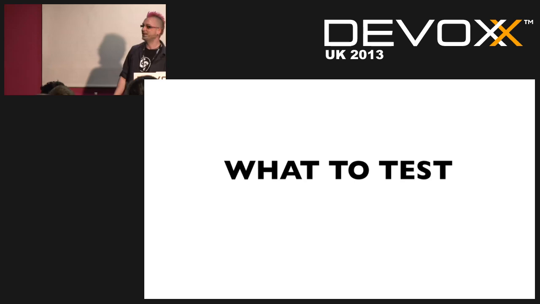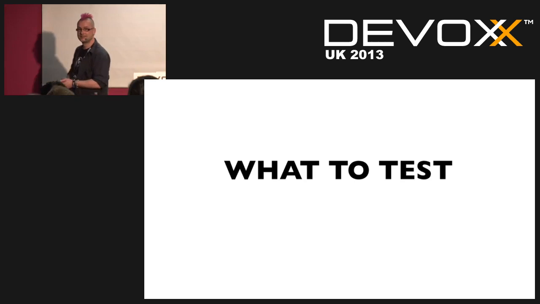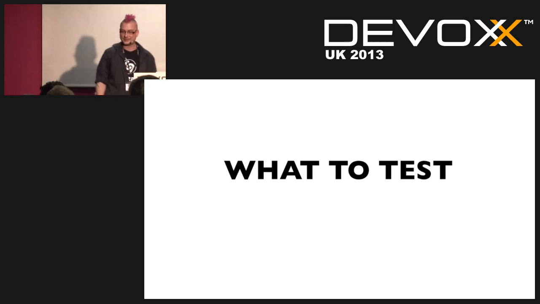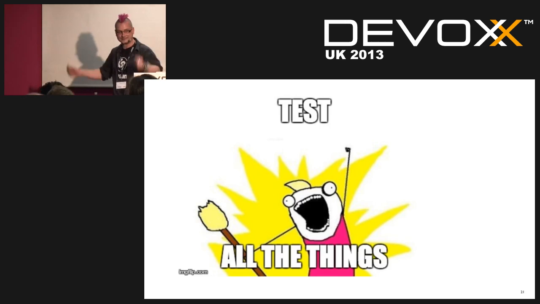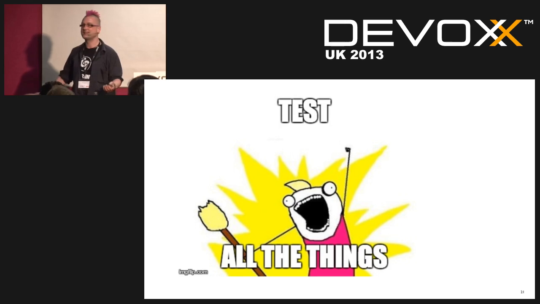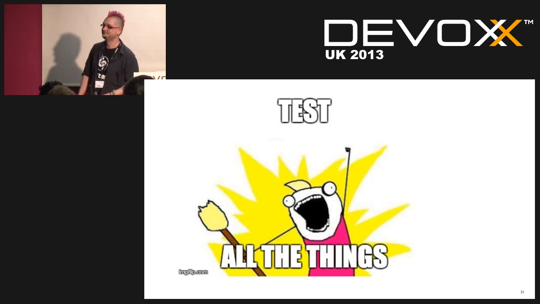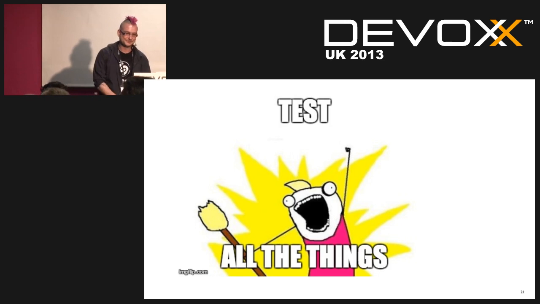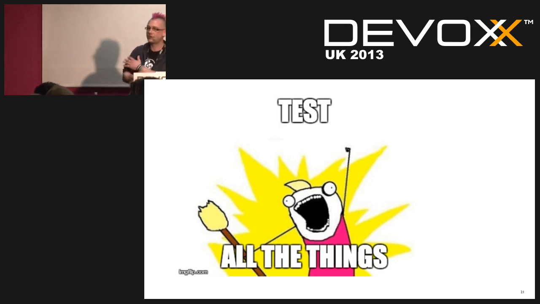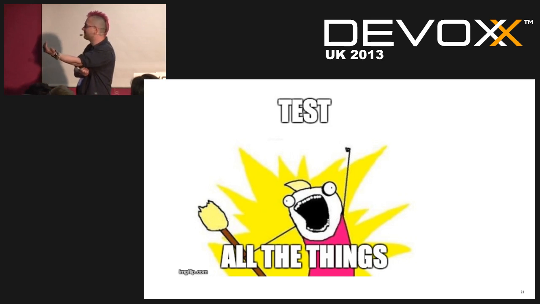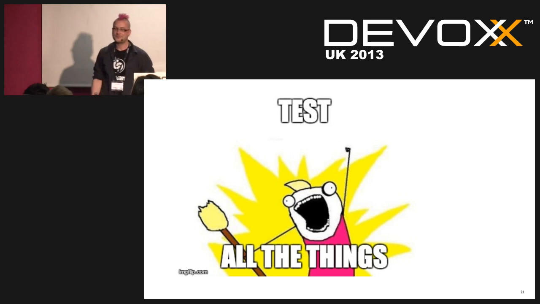So, what do you test? My colleague down the front here has a sticker on his monitor at work, which says: test all the things. Now who tests everything? Anybody? One person, Rob. Okay. So why don't you test everything? The usual reason for this is that code is too simple to break. This is what I hear.